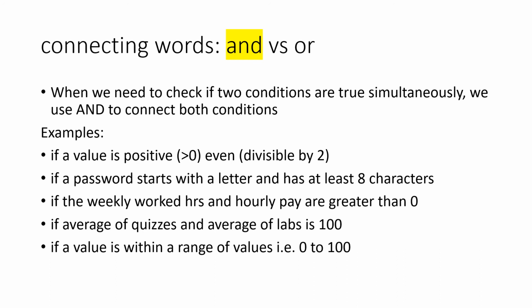So we use AND when we need to check if 2 conditions are happening simultaneously. For example, we may want to know if a value is positive and even, so an even positive number. So we want to know if it is, for example, 2, 4, 6, 8, etc. So those 2 conditions must be present simultaneously. So we set up the 2 conditions connected by the word AND.